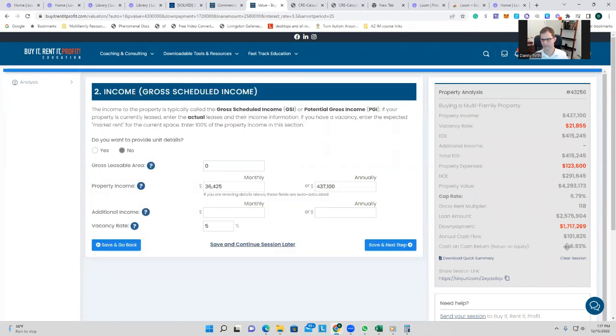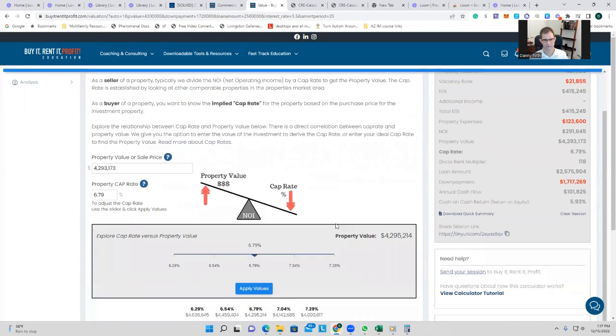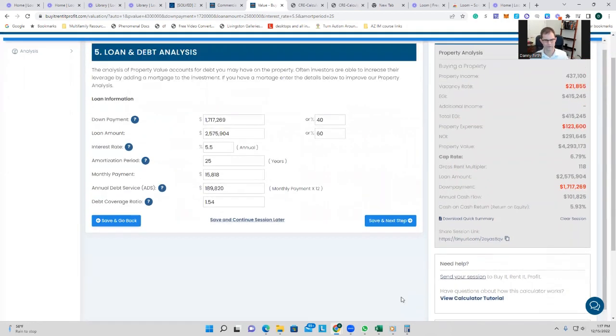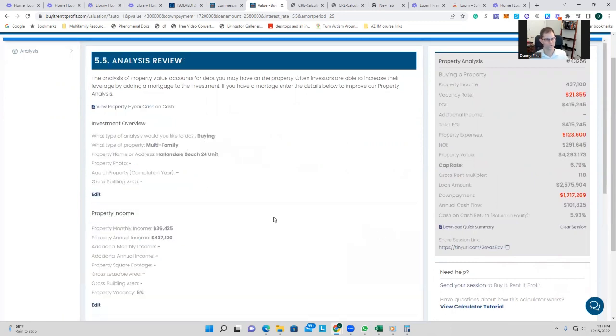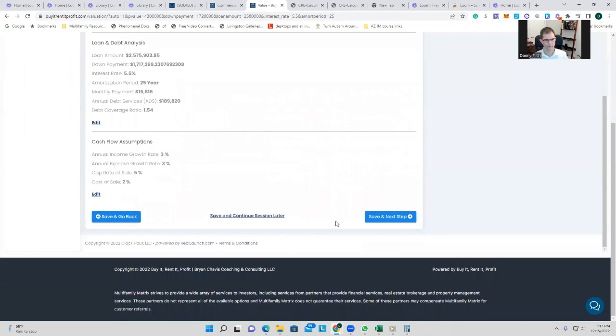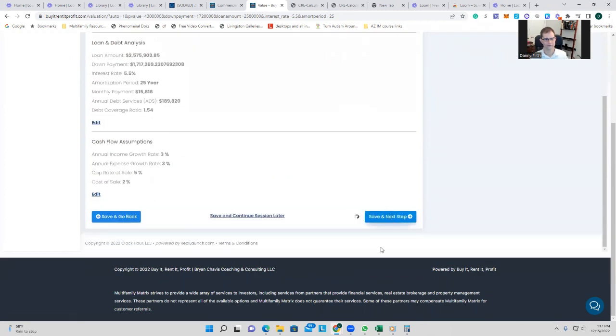Yeah, so you can see the cash on cash went up to 5.93. And the NOI went up. Basically everything went up. That is the nice part about this, is that you can save it, you can play with the numbers, you can analyze it at the current state, and you can also analyze it at the future state.